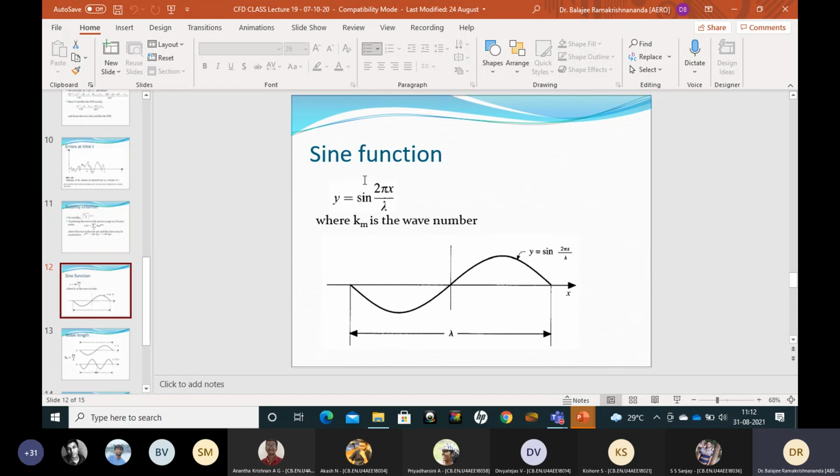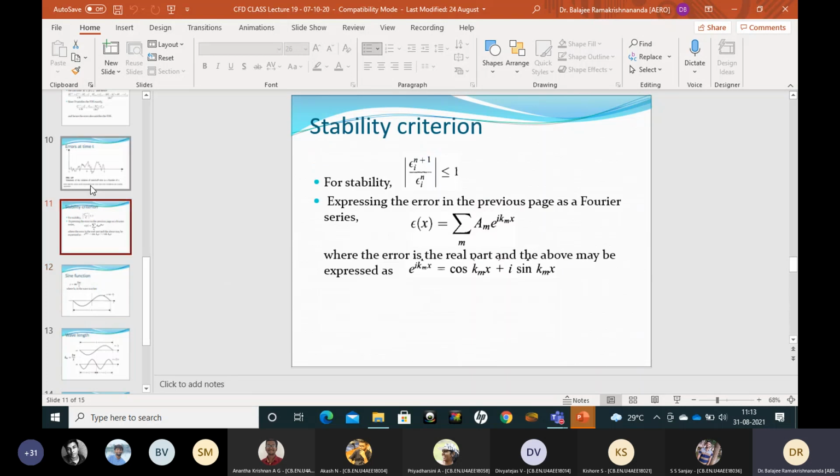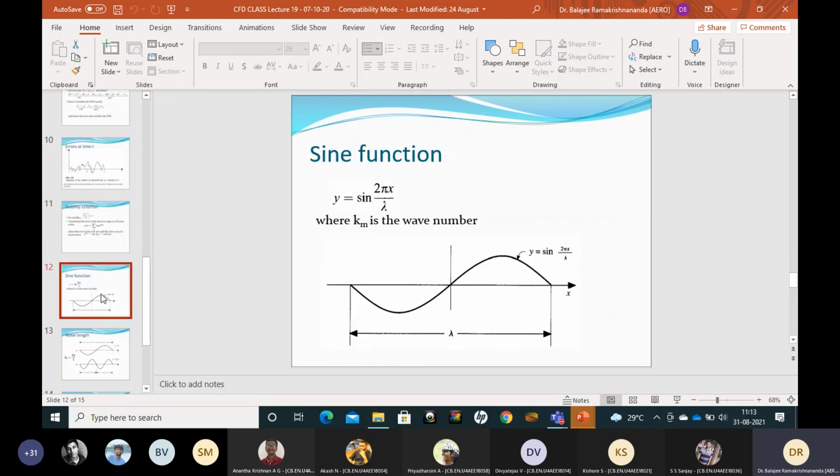Then we are looking at k_m. What is the wave number? Nothing but 2 pi by lambda. How many waves are there in the domain? That will give you the highest frequency wave which can be fitted into your domain, so the highest m which you can go for in this error expression. The more grid points you have, the higher your m is going to be, or the more accurate the analysis is going to be. Anyway, we are going for this to get some idea about the error.